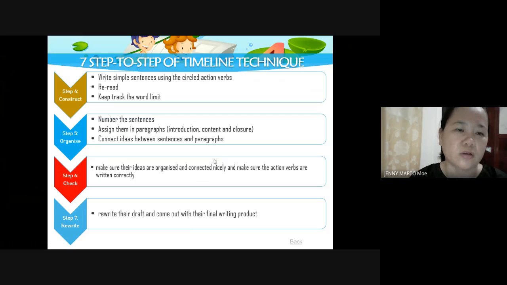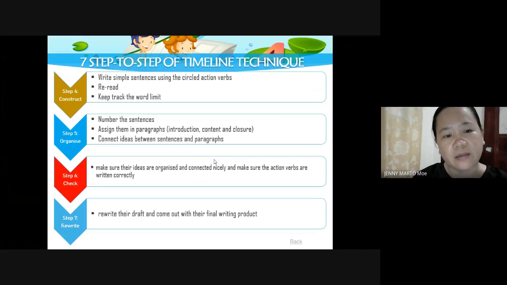Step 4, construct. Here, the students need to write simple sentences using the circled action verbs from just now. After that, they need to reread and keep track of the word limit, because in section C, they are required to write between 80 and 100 words. In step 5, they need to organize.